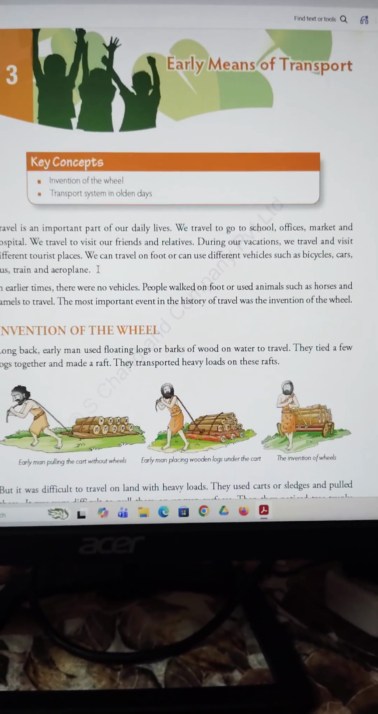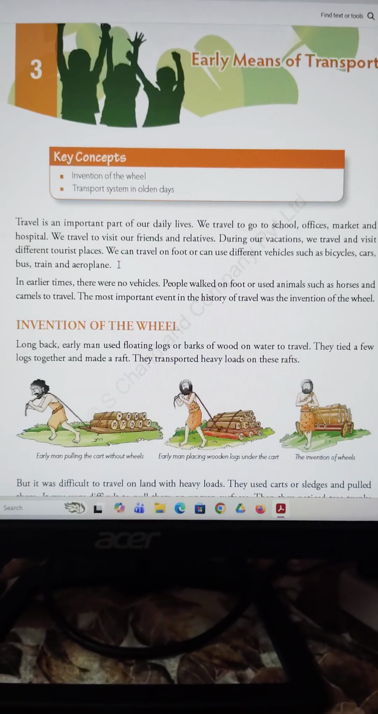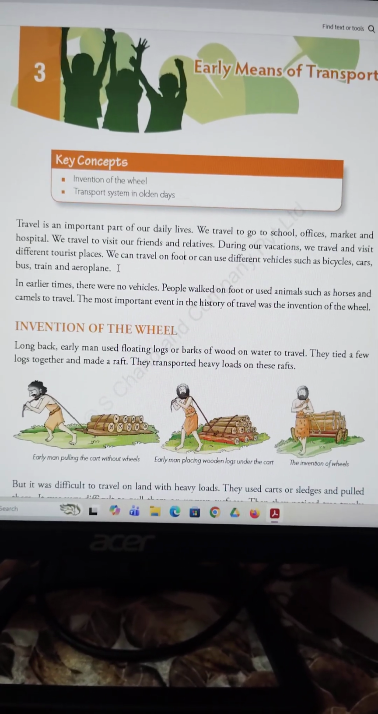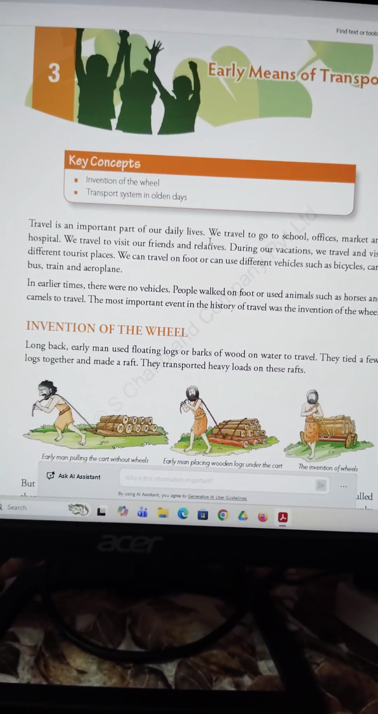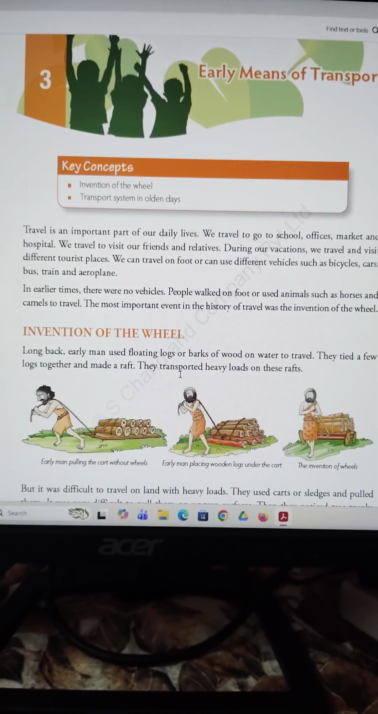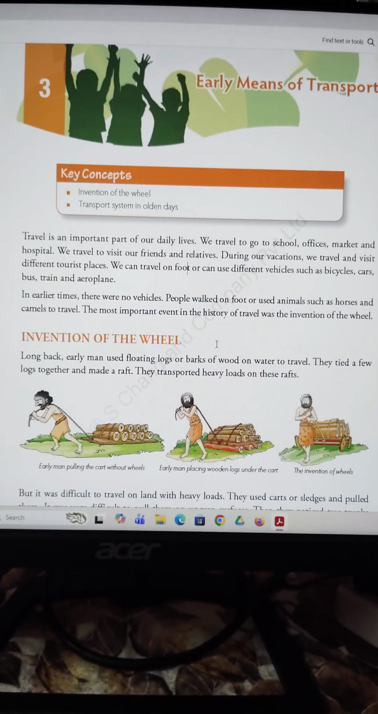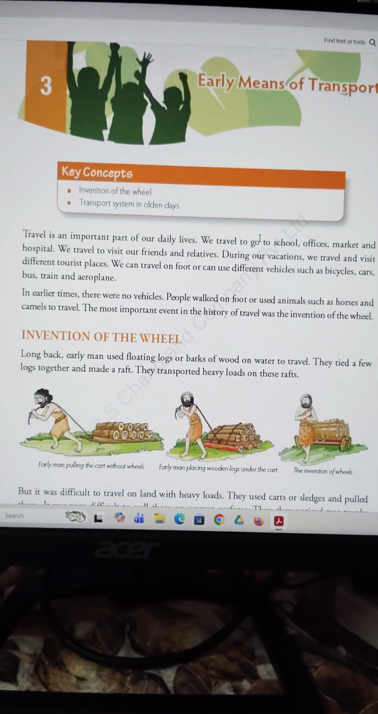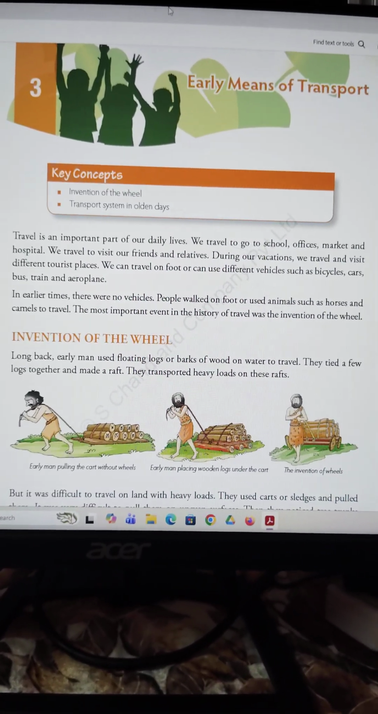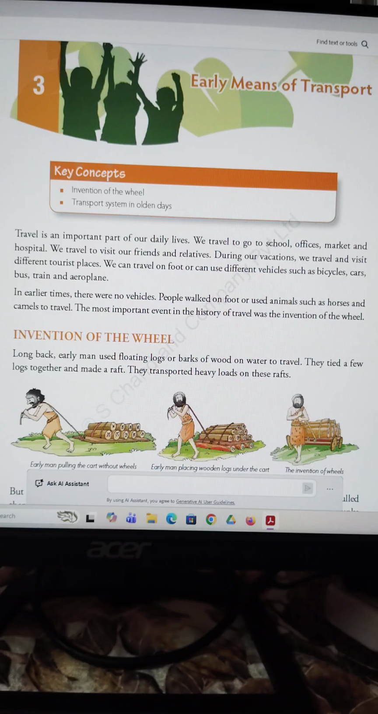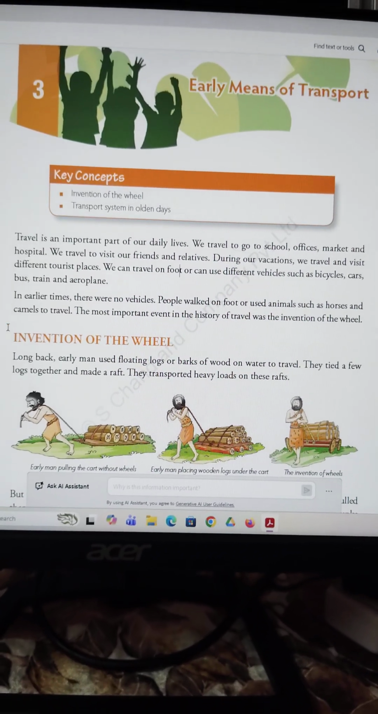Is it true? Do you travel anywhere with these types of vehicles? You learned about vehicles in your class 1 and class 2 social studies, and here you will learn how these vehicles are used for transport or traveling.